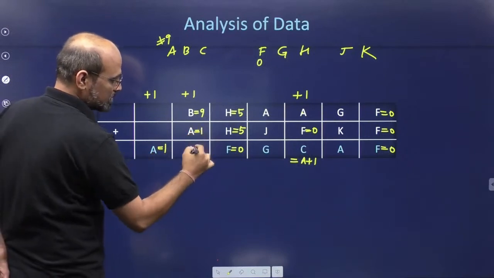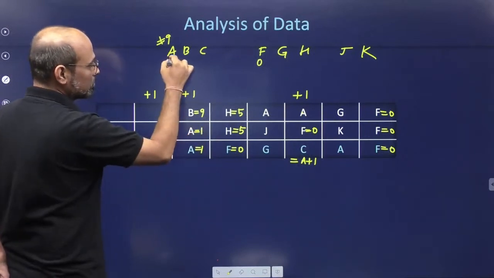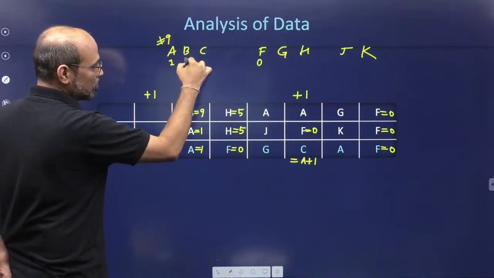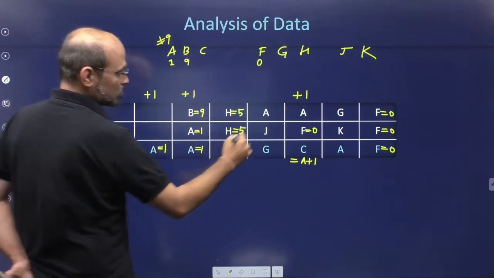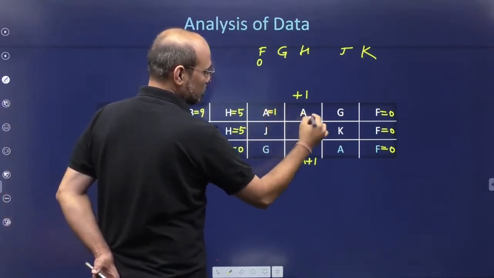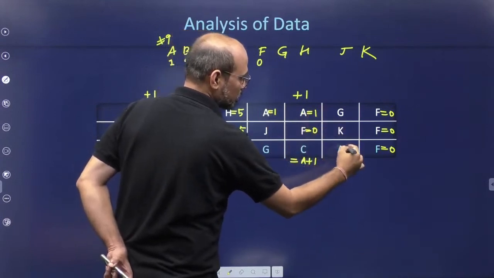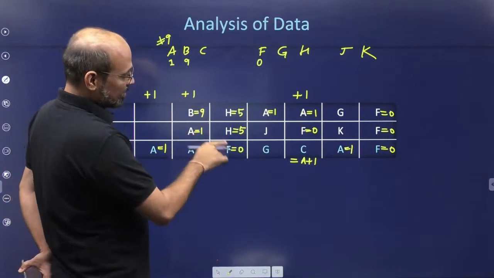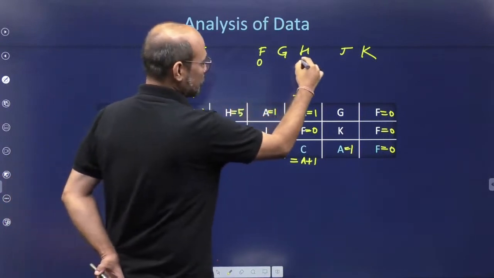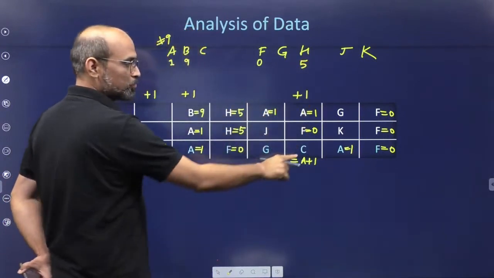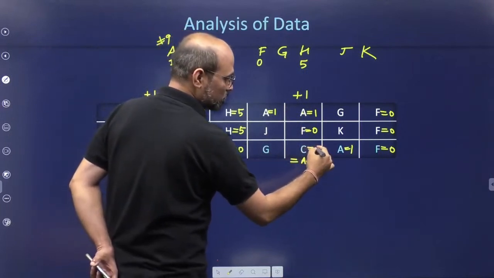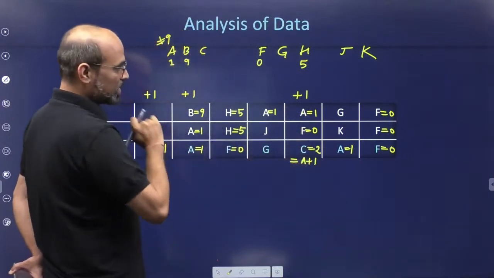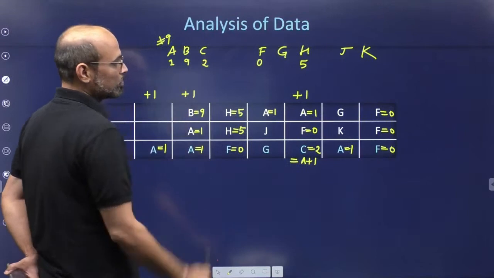So wherever we see A, we are going to write 1. Wherever we see B, we are going to write 9. So A is 1 here. A is 1 here. A is 1 here. Right? And H was 5. Now if you look at C, C is going to be 2. This is the only place we have C, so C is going to be 2.